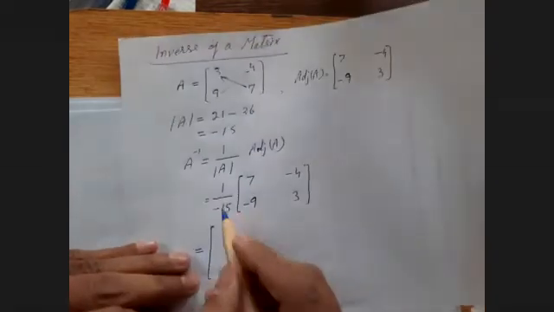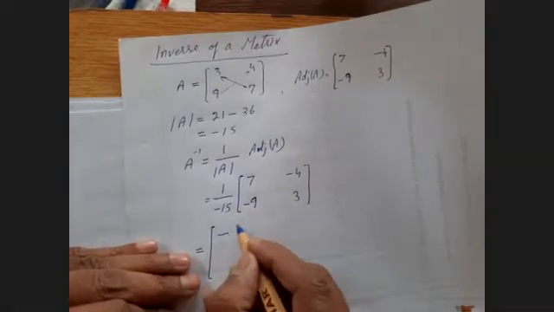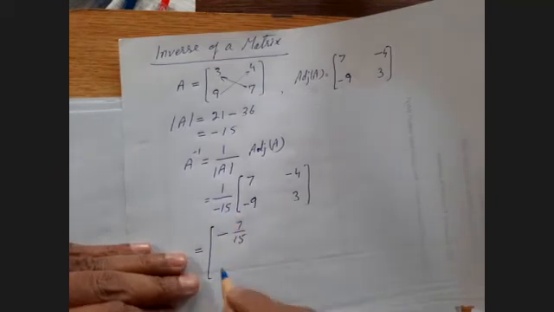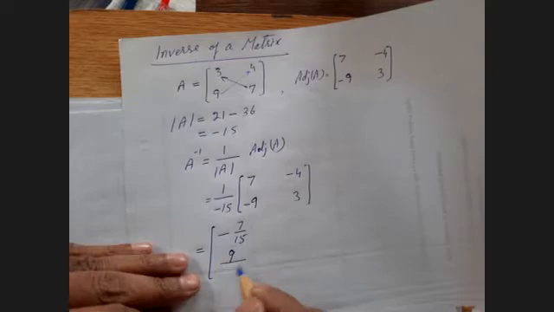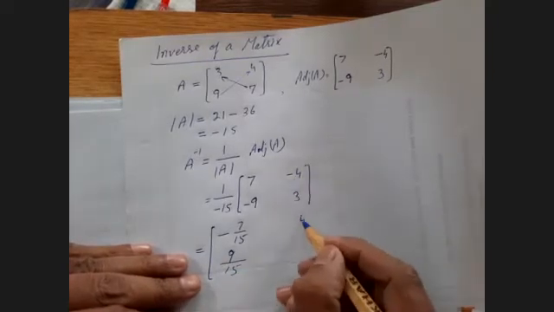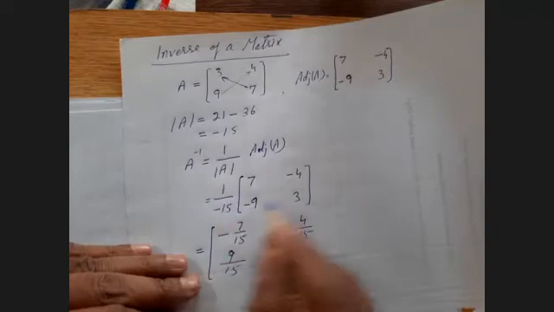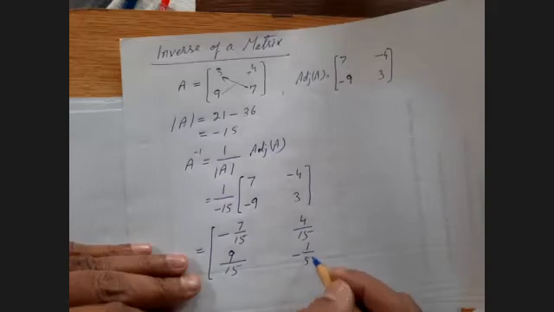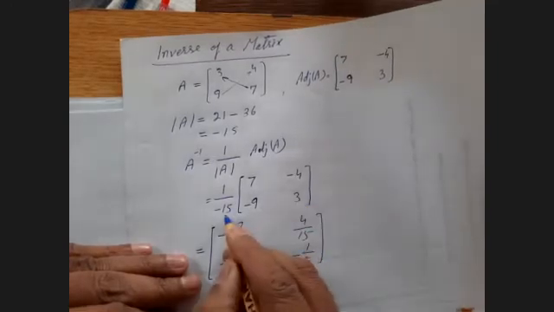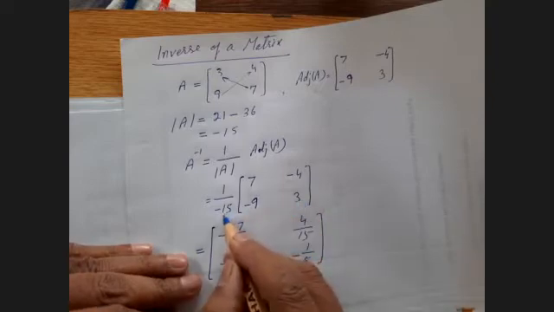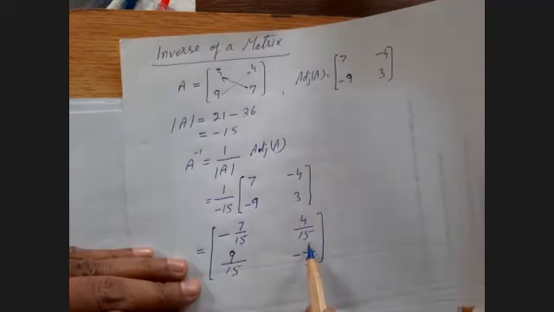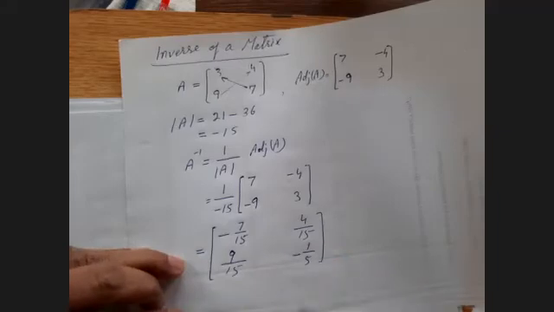When you multiply minus 1 over 15 with 7, it becomes minus 7 over 15. And this minus 9 becomes plus 9 over 15. In the same way, this becomes 4 over 15. And when minus 1 over 15 is multiplied by 3, it becomes minus 1 over 5, because 3 fives are 15. This 3 divides the 5, because this is the numerator and this is the denominator. Here 3 ones are 3 and 3 fives are 15. So this is the answer for the inverse of the matrix.